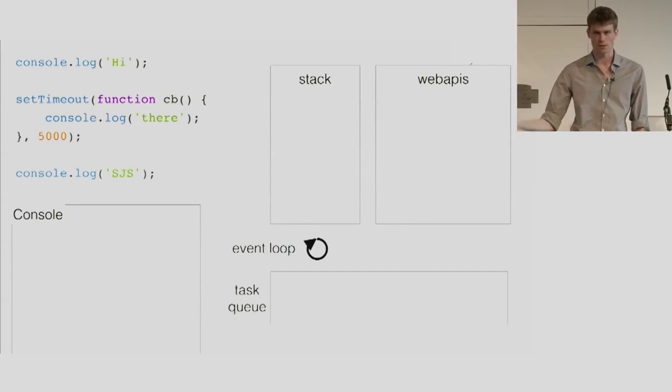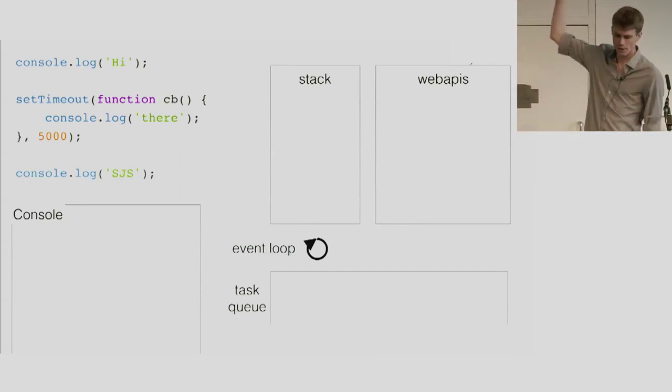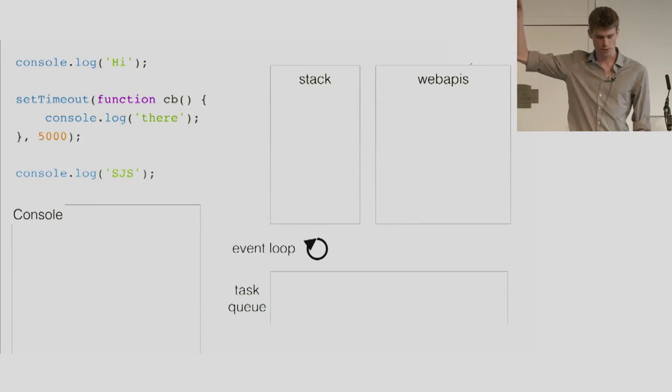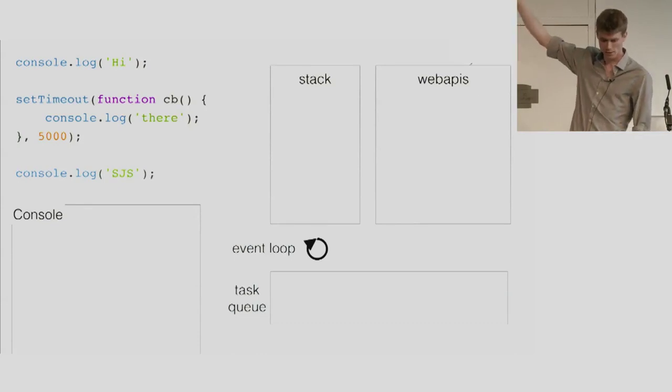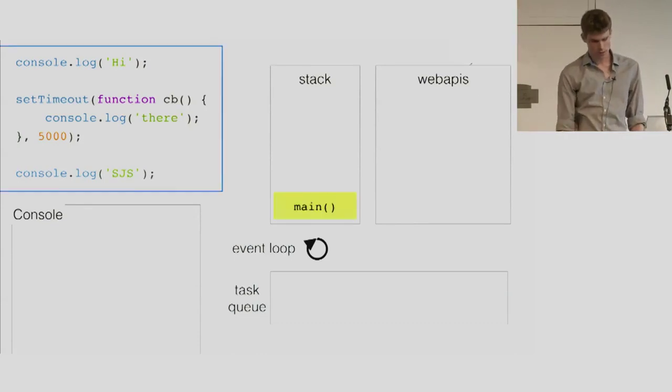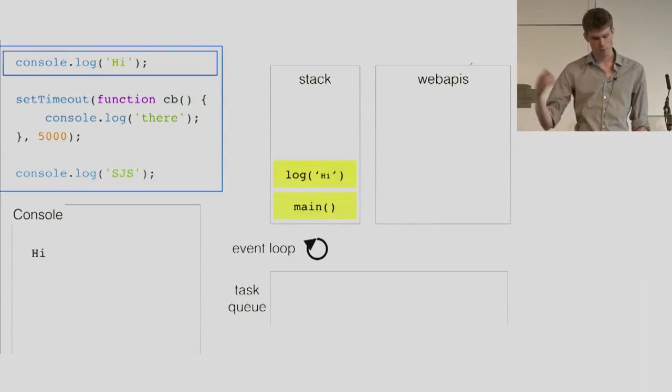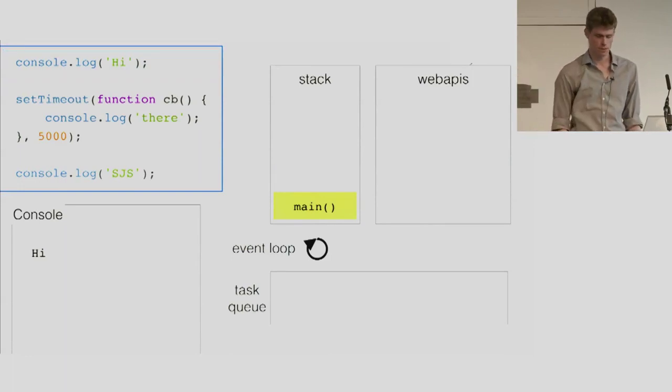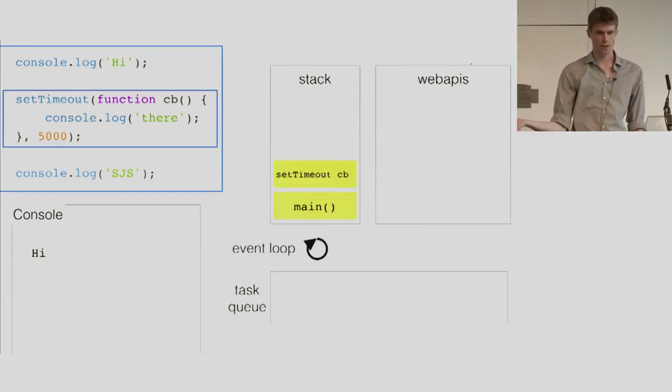So rather than me digging into that diagram, let's just walk through the code. This is a simplified representation on the right-hand side of that diagram. We've got the stack, we've got the web APIs, the task queue, and the event loop. So let's run this code. Jump into main, console.log hi, push that onto the stack, log it to the console, clear it from the stack. Now we get to the interesting bit, set timeout. We call set timeout with a callback and this 5,000 milliseconds.